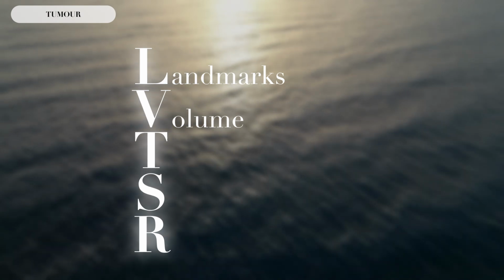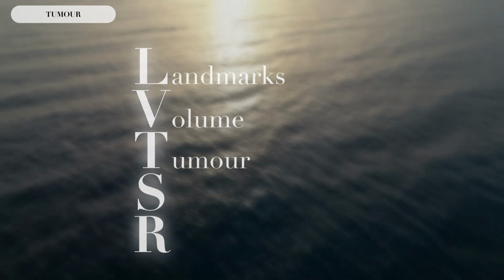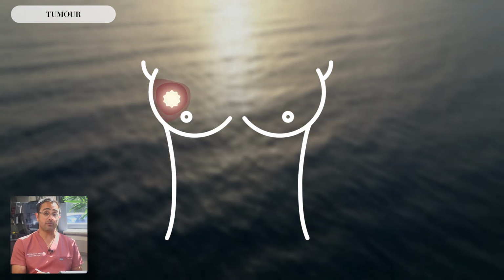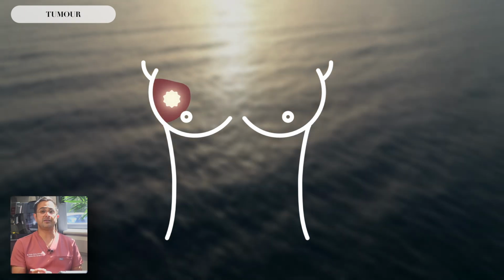Now we map out the tumour. Not just where it is, but how much tissue needs to be removed from around it. And this is critical because cancer surgery is not just removing the lump, it's removing a three-dimensional volume of tissue, which includes the cancer and a margin of normal tissue around it.